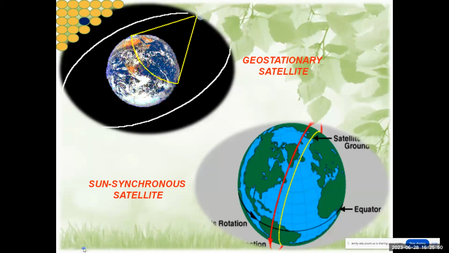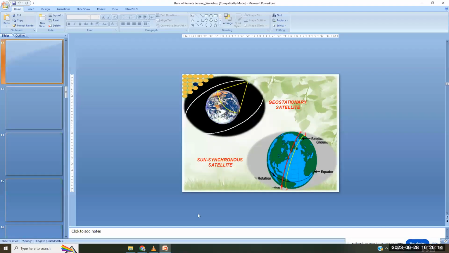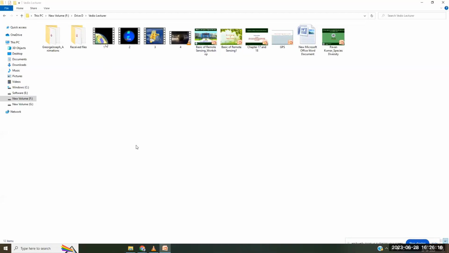Now you can see here, these are the geostationary satellites and these are the sun synchronous satellites. Geostationary satellites see one third of the Earth's surface at one time, and they revolve with respect to the Earth, whereas sun synchronous satellites revolve around the Earth from pole to pole. Here I am sharing one video of how satellites are revolving.